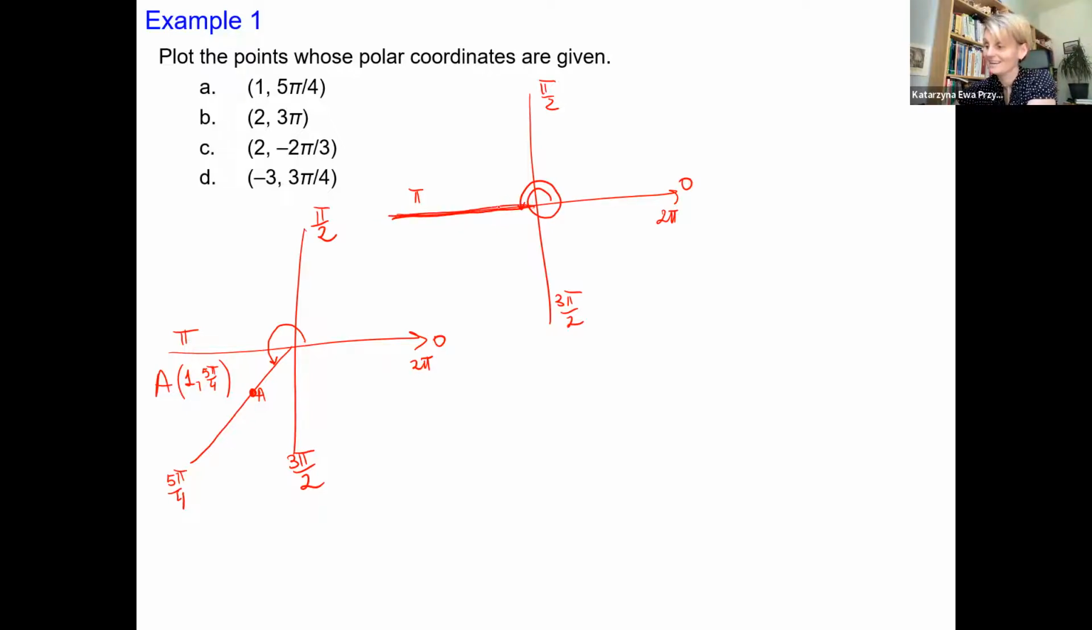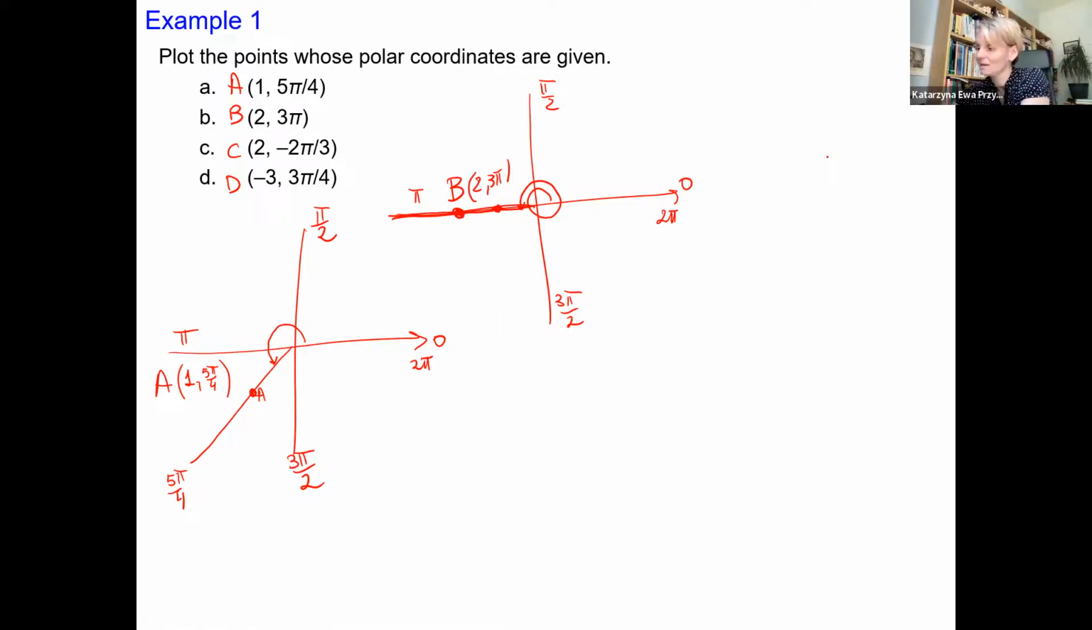Okay, and then 1, 2. This is point B. A, B, C, and D. It's 2, 3 pi. Because normally we would say -2, but no. This is 2, 3 pi. Okay.